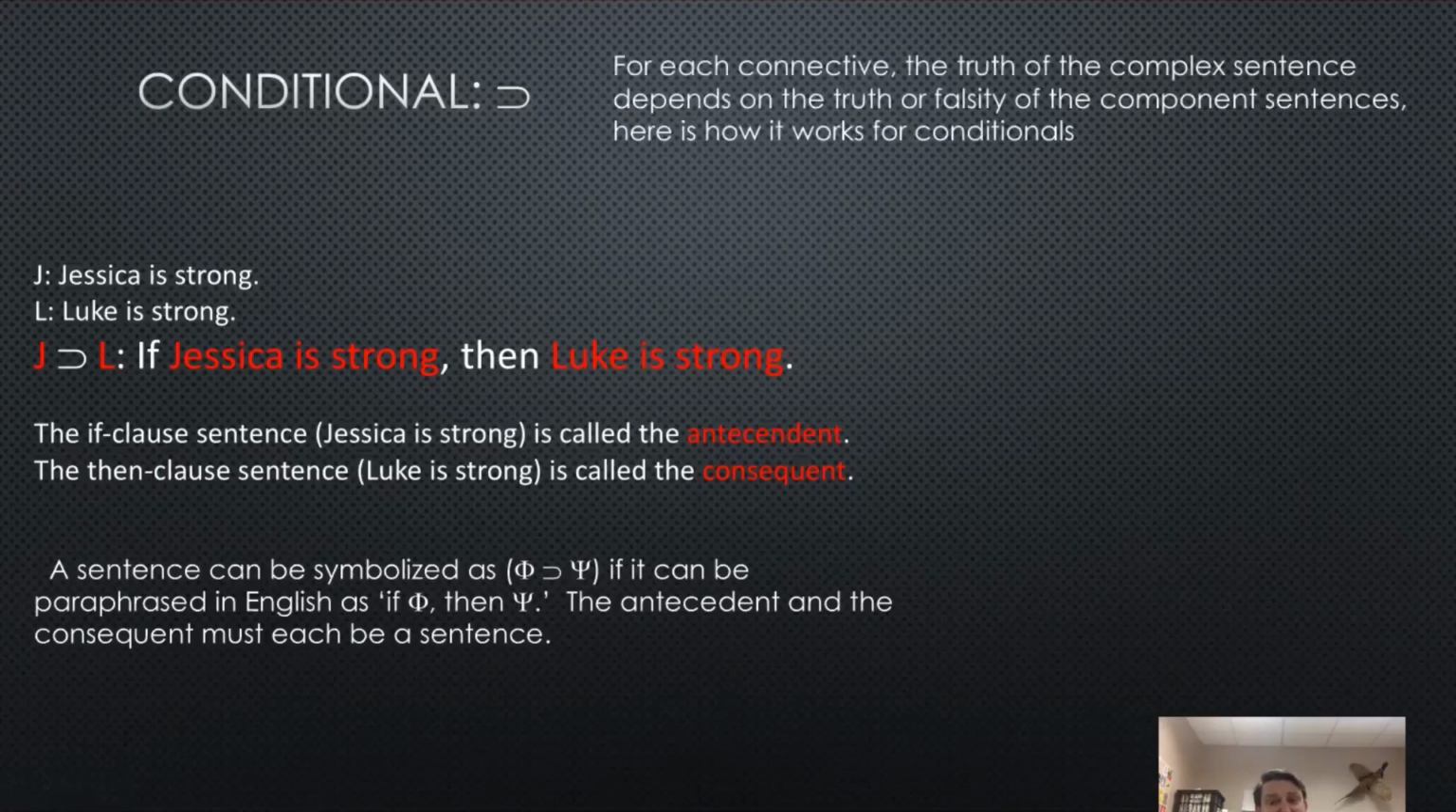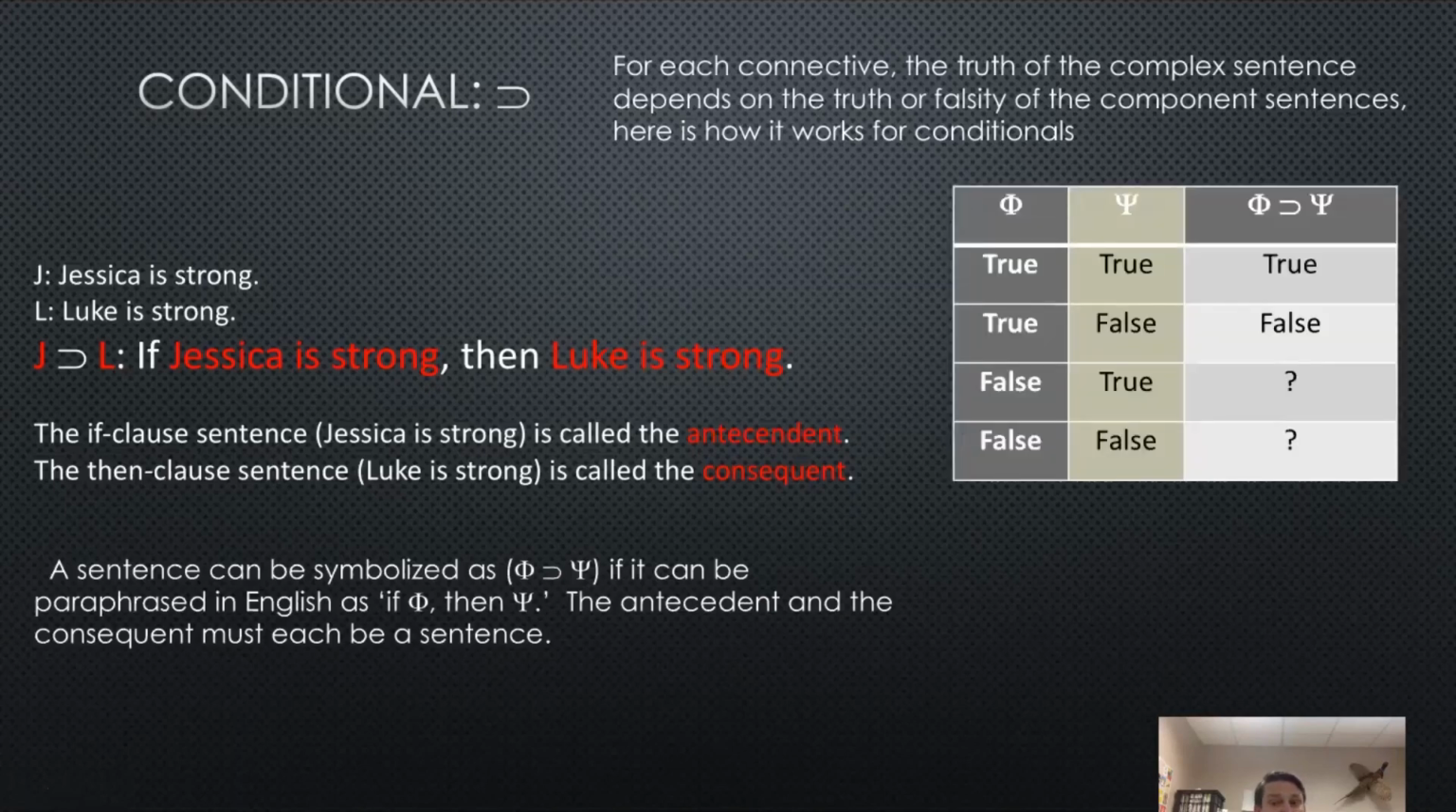So for each connective, the truth of the complex sentences, again, depends on the truth or falsity of the component sentences. And so here is how that works for conditionals. For a conditional, if the antecedent is true and the consequent is true, then the conditional statement is true. Also, if the antecedent is true and the consequent is false, then the conditional is false.